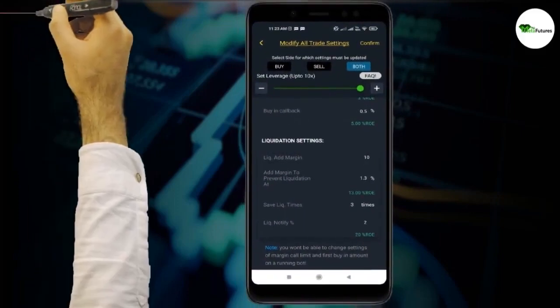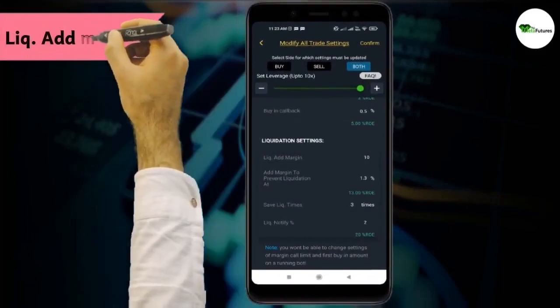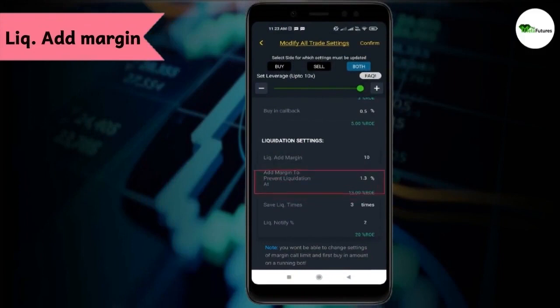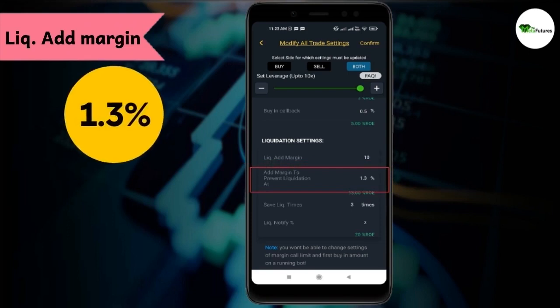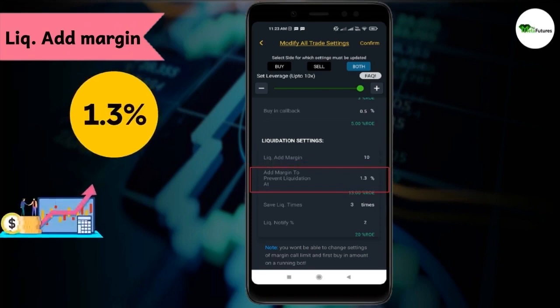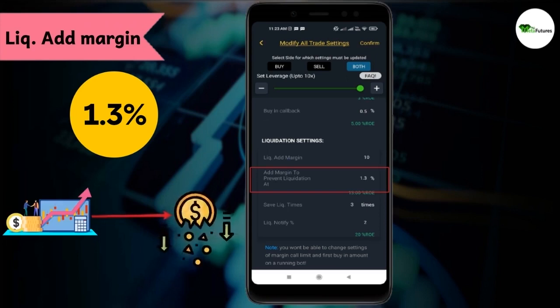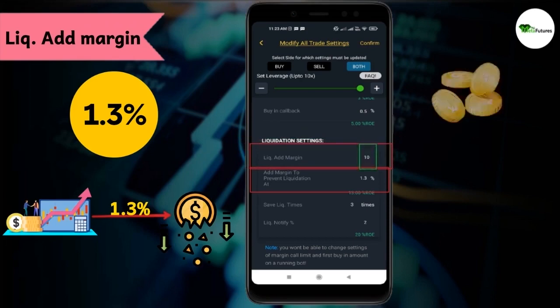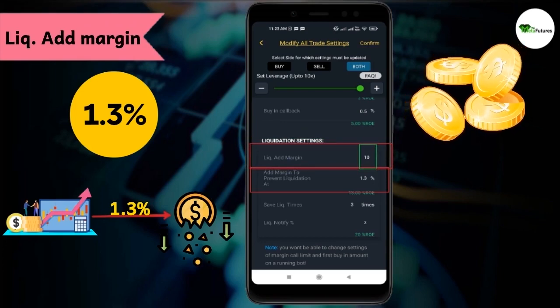Let's talk about liquidation settings. The first is to add margin to prevent liquidation. It is the percentage near the liquidation price at which the bot will add the liquidation add margin. As I have entered a 1.3% value in it, when the margin between the current price of your trade and the liquidation price remains 1.3%, then it will add margin amount. How much amount you want to add, you have to set that value in liquidation add margin. As I have set 10 USDT, so when the margin between the current price and liquidation price remains 1.3%, then it will add 10 USDT from your account balance.